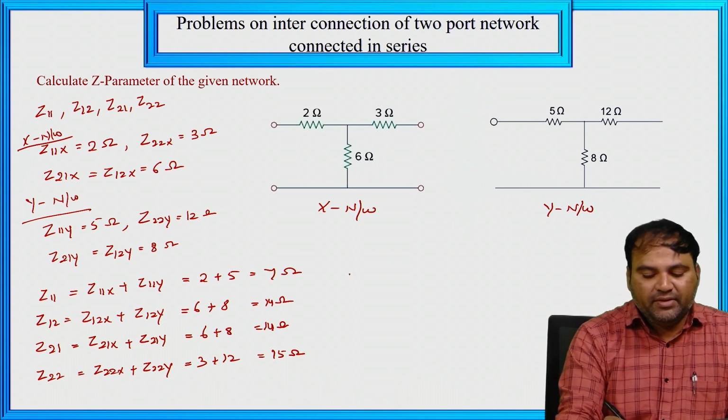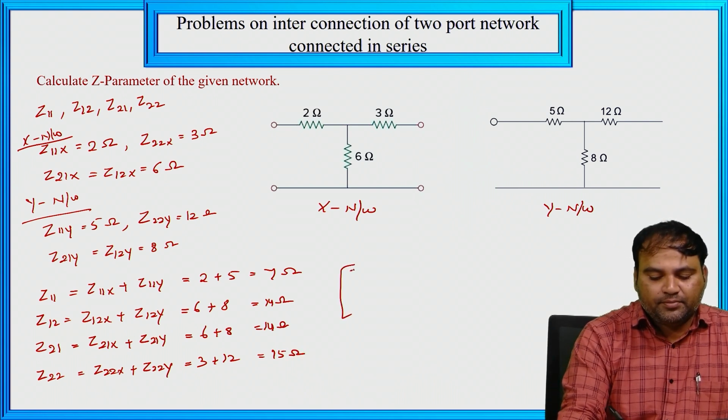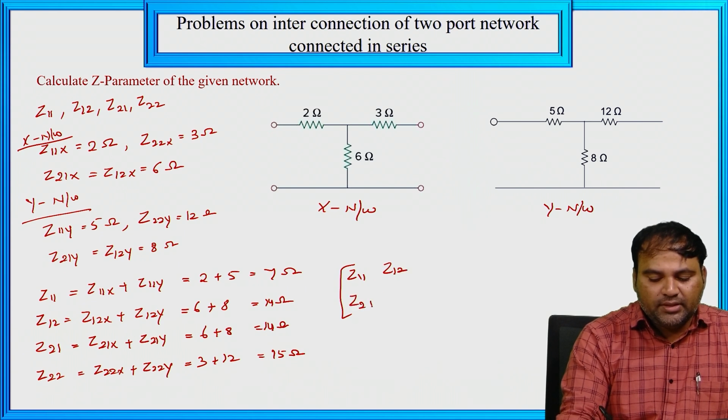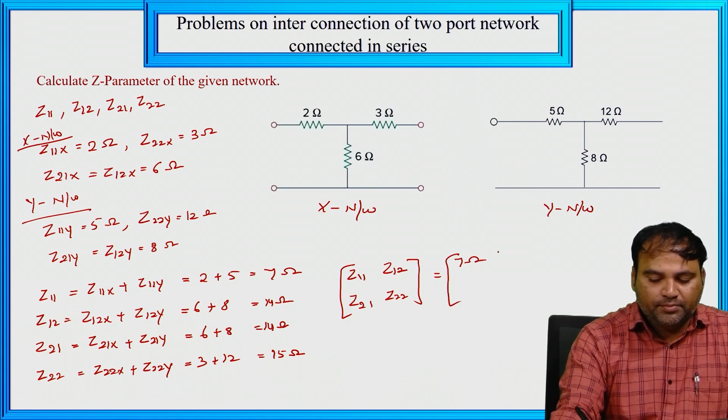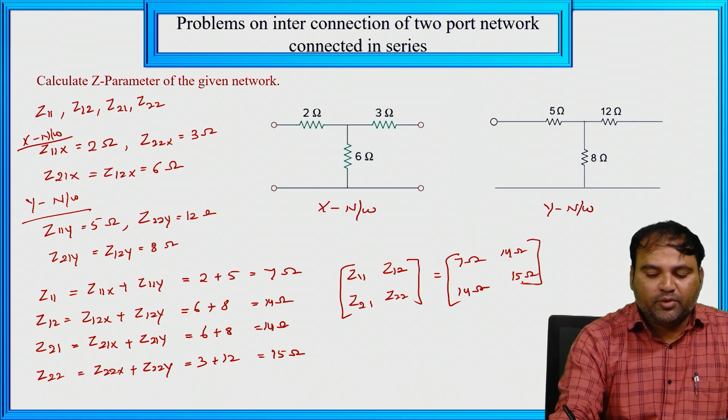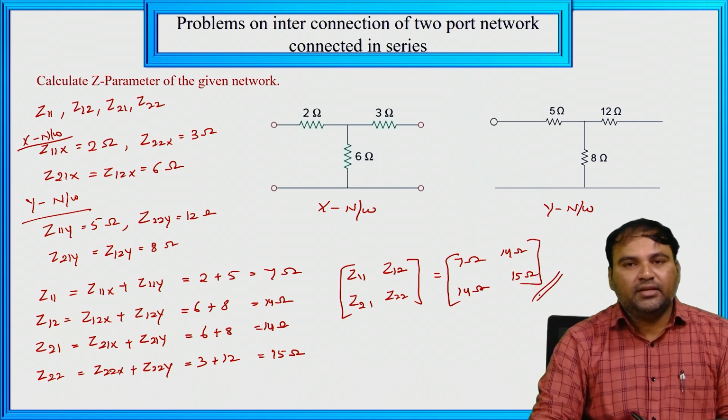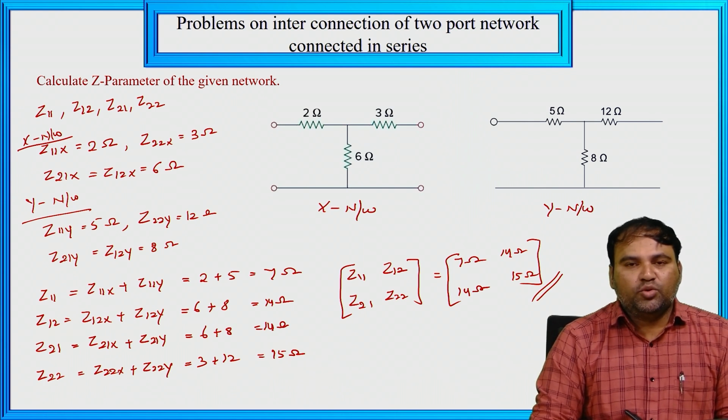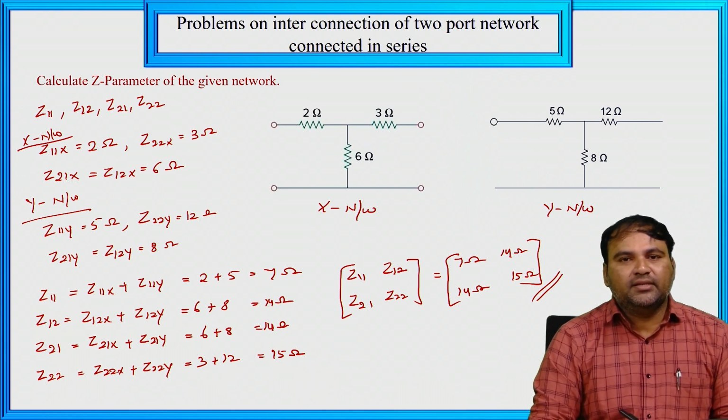Now let us write this in matrix form: Z11, Z12, Z21 and Z22 equal to 7 ohm, 14 ohm, 14 ohm and 15 ohm. This is the answer for the Z parameters when two two-port networks are connected in series combination.